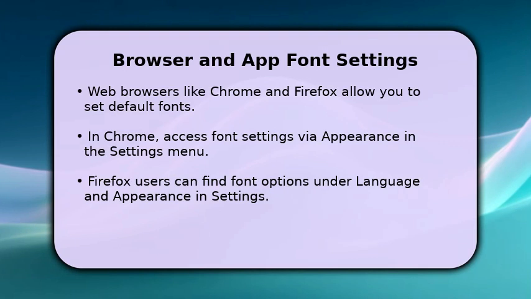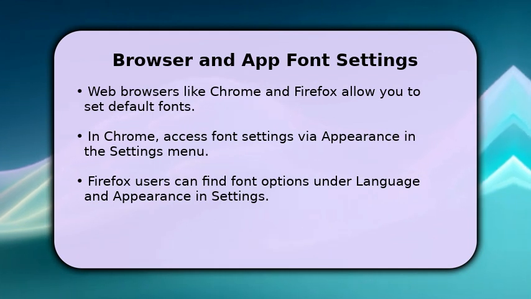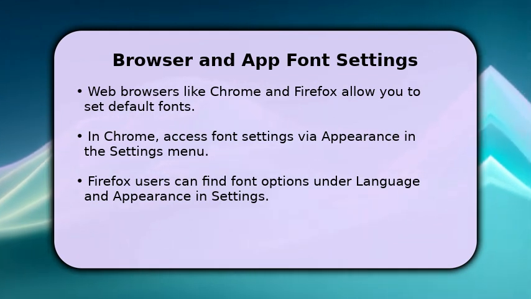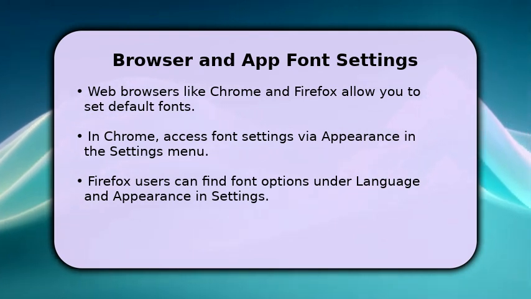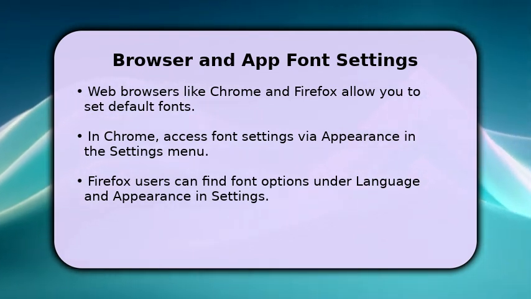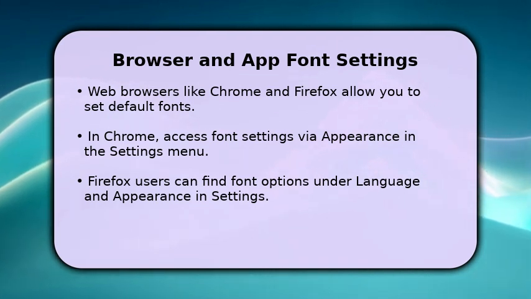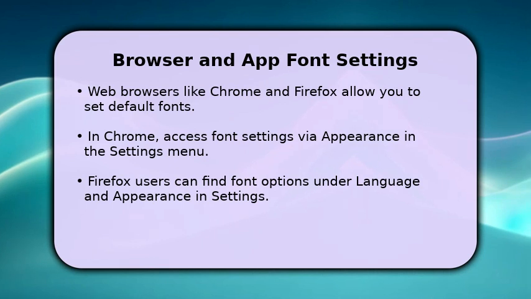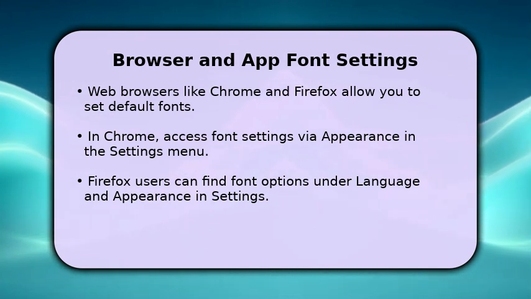Beyond your operating system, you can also adjust fonts in your web browsers and many applications. For Google Chrome, navigate to Settings, then Appearance, and select Customize Fonts to choose your preferred styles. Firefox users can find similar options under the General panel, within Language and Appearance in their settings. For productivity tools like Microsoft Word, you can often set a new default font through the Font dialog box, ensuring all new documents use your chosen style.